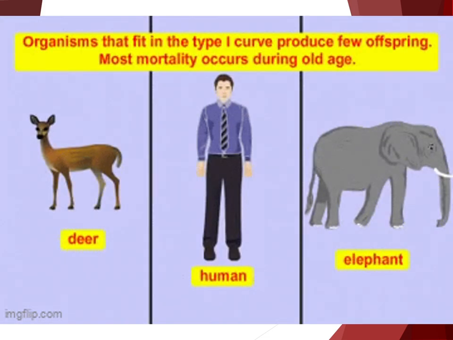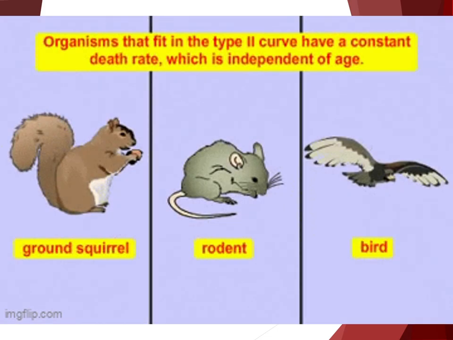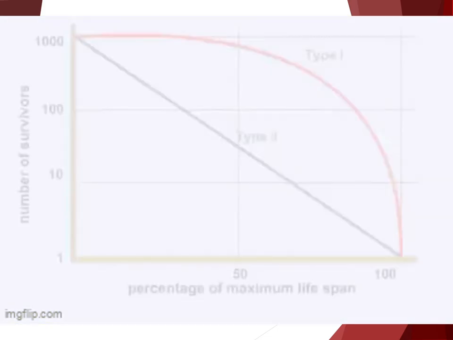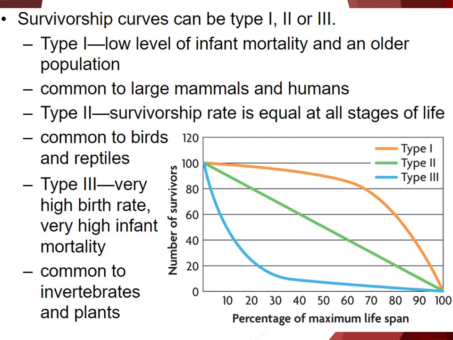A population is characterized by one of three basic types of survivorship curves. A type 1 survivorship curve describes a population in which long lifespans are typical. There are high survival rates among young and middle-aged individuals. So the survivorship curve begins to decrease towards older ages as death rates increase.